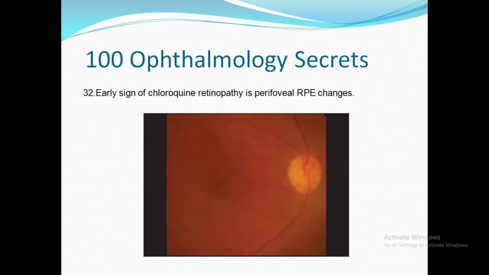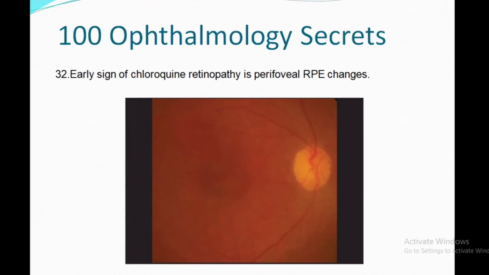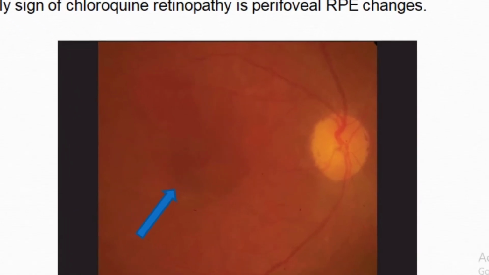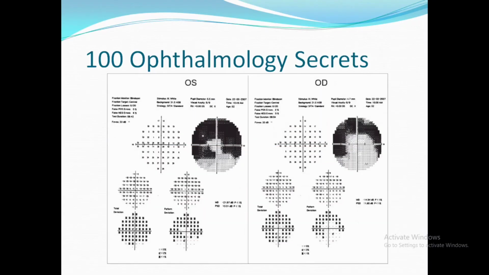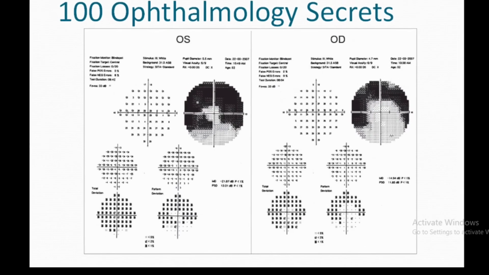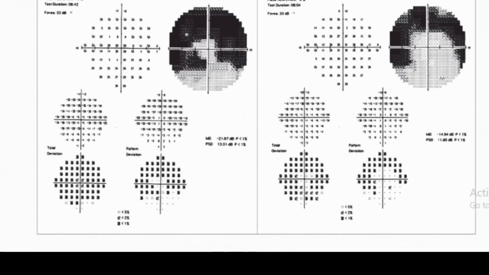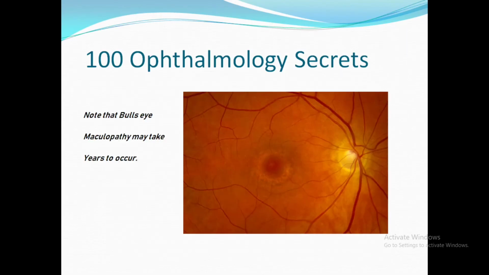Number 32. Early sign of chloroquine retinopathy is perifoveal RPE changes. Here is the Humphrey field for this patient. Notice the perifoveal arcuate scotomas. And remember that bullseye maculopathy may take years to happen.